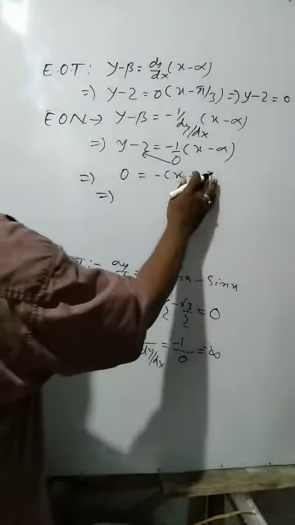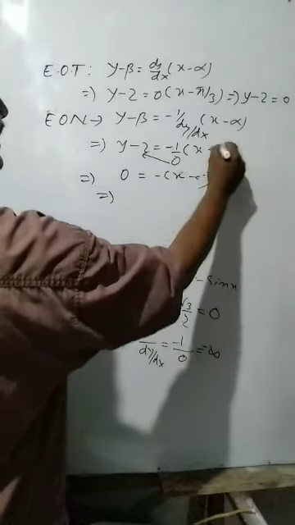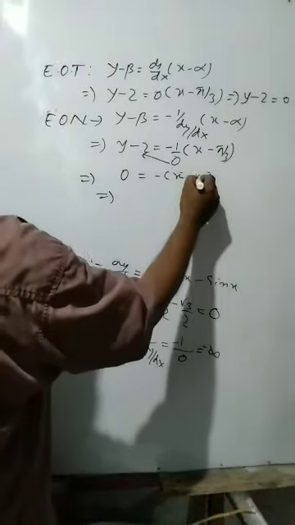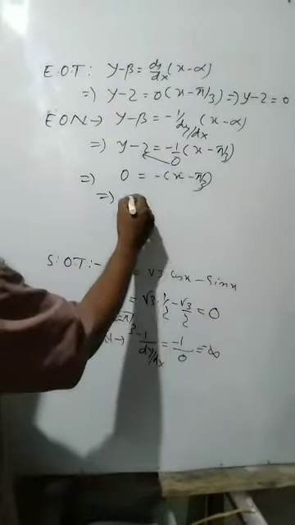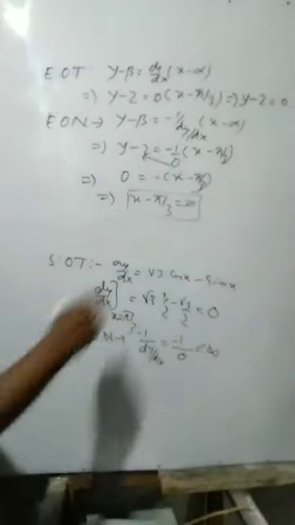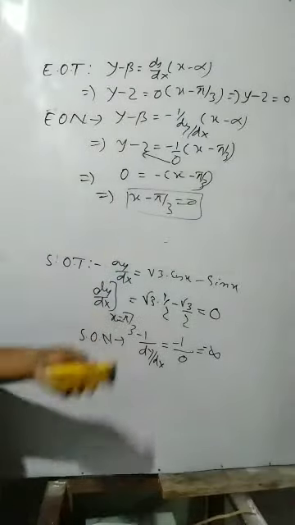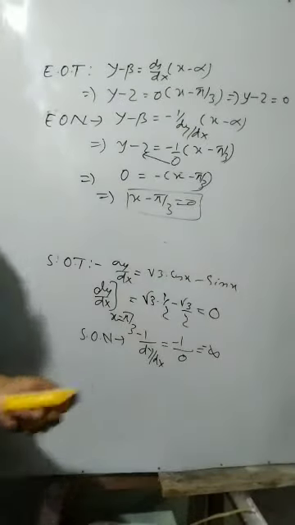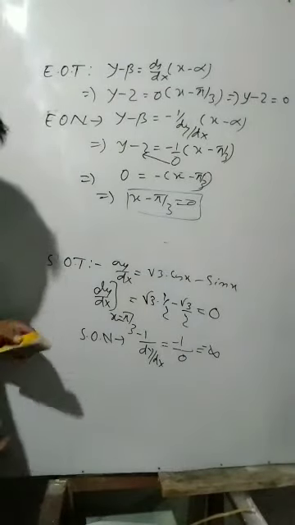That means instead of alpha you put pi by 3. So x minus pi by 3 is equal to 0. This is the equation of the normal. This is the equation of the tangent. Okay. In this way you find.